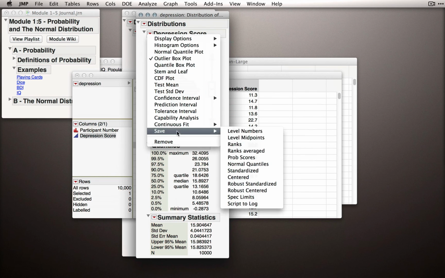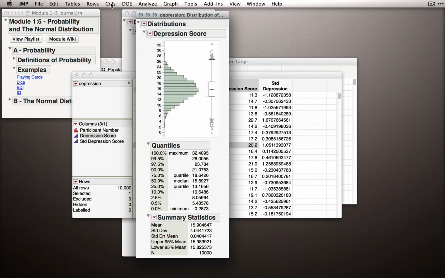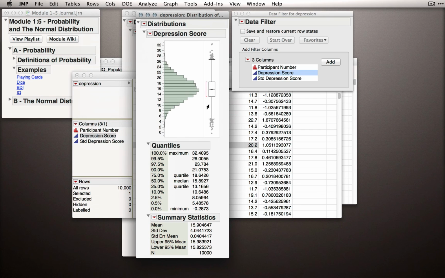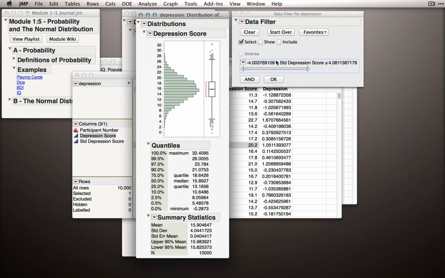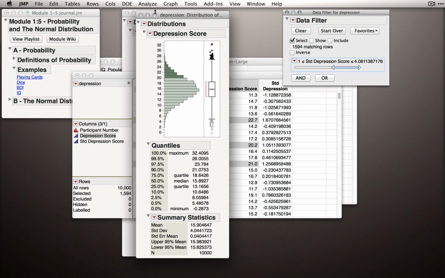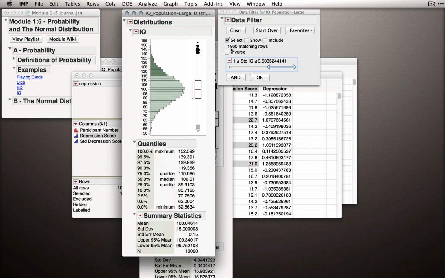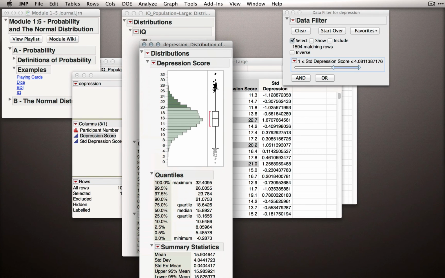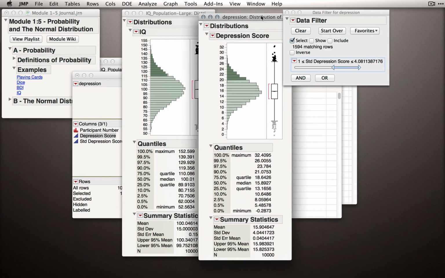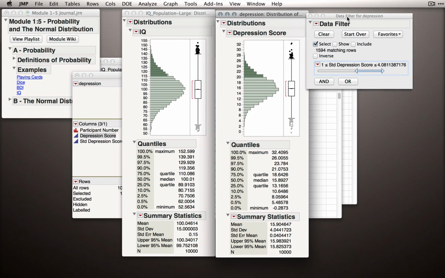Let's actually go back and I'll save the standardized values. I'll go to the rows menu and do a data filter on this distribution, and again, let's enter in a value here of positive 1. For this distribution, it was 1,594 rows. For the IQ, it was 1,560. This is remarkably similar. Notice something about these two distributions. They have the same shape.